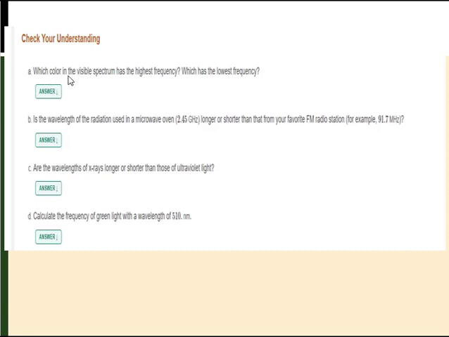Which color in the visible spectrum has the highest frequency, and which has the lowest frequency? Is the wavelength of the radiation used in a microwave oven, which is given to you as 2.45 gigahertz, longer or shorter than that from your favorite FM radio station, like let's just say 91.7 or 103.3 megahertz? Are the wavelengths of X-rays longer or shorter than those of ultraviolet light? And calculate the frequency of green light that has a wavelength of 510 nanometers. Try those and we'll go over the answers in just a second.